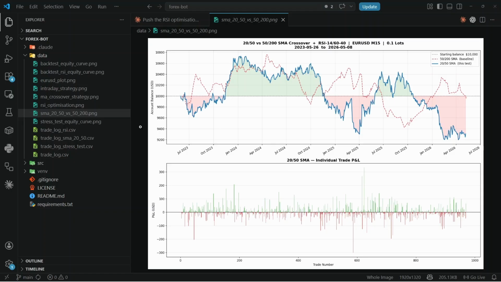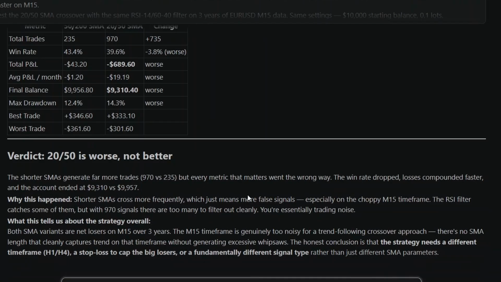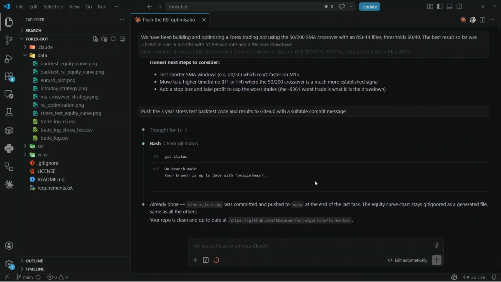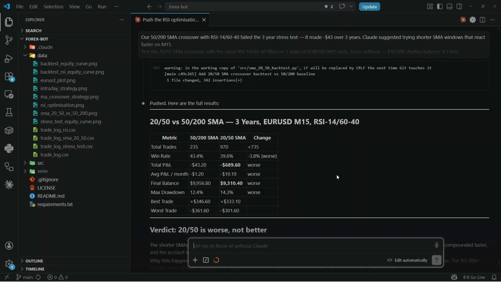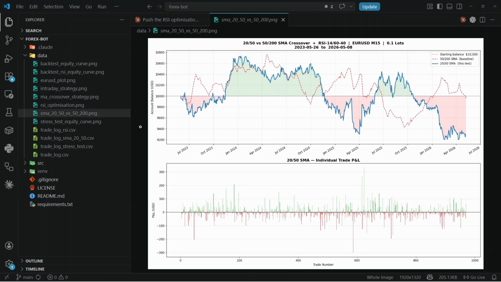So where does that leave us? Claude gave us a clear direction. Move to 1 hour. The 1 hour time frame, where the 50 and 200 SMA crossover is a much more established signal, where trend and noise are easier to separate. That's episode 9. Code pushed to GitHub as always, including this failed version, because the failures are as important as the wins. That's episode 8.